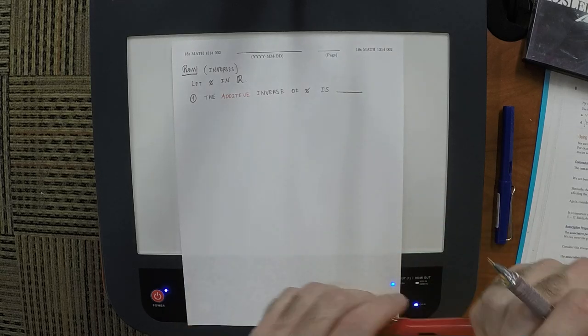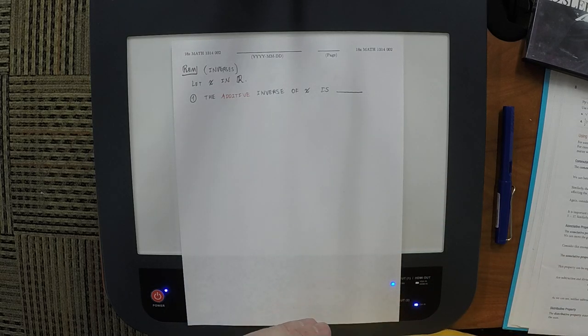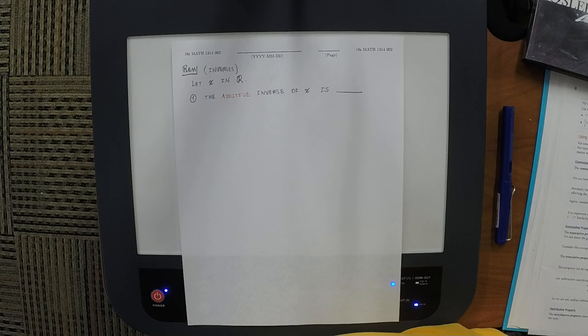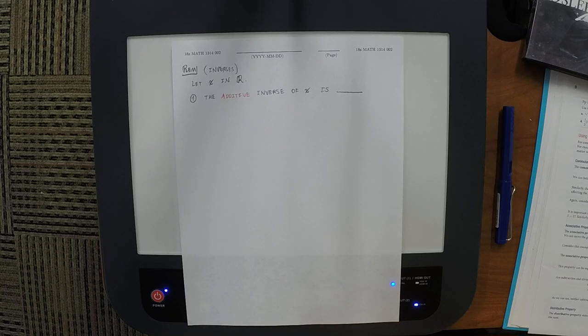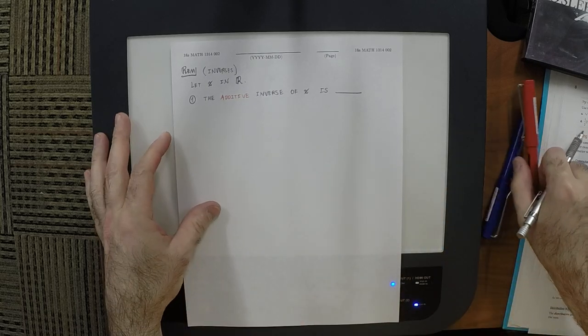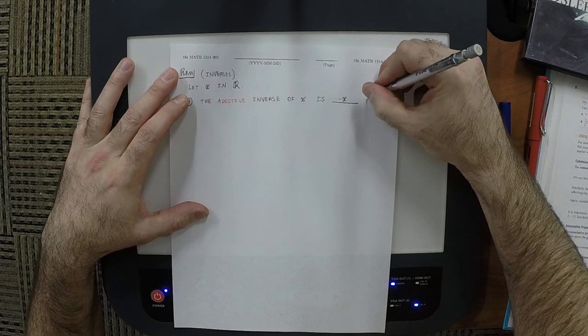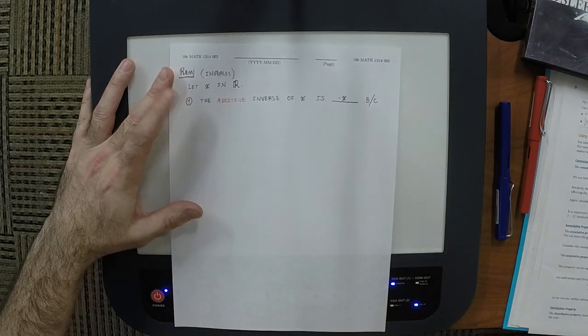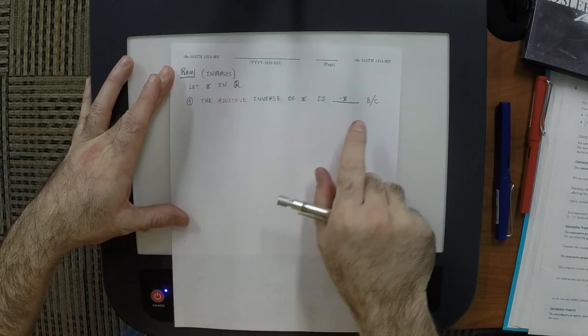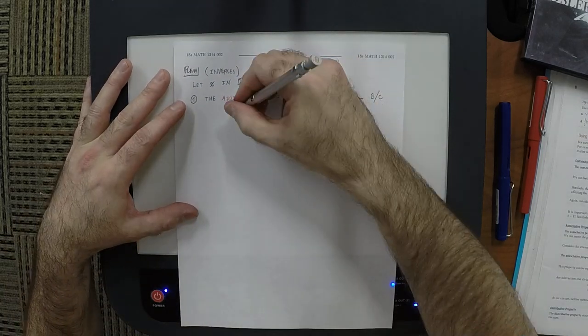For example, what's the additive inverse of 5? What's the opposite of adding 5? Subtracting 5, right? So what's the additive inverse of 5? Negative 5, right? So what's the additive inverse of X? Negative X. Now here's the thing. You've got to understand why this is the case. Because, by B slash C, I mean because.